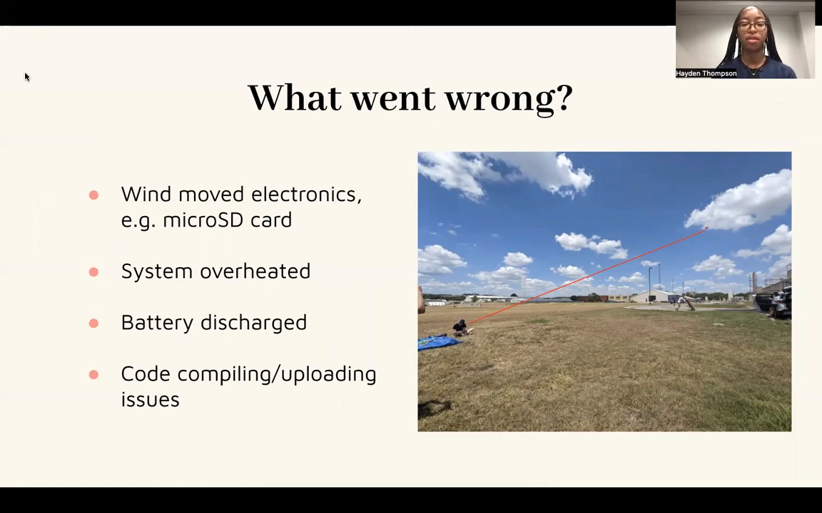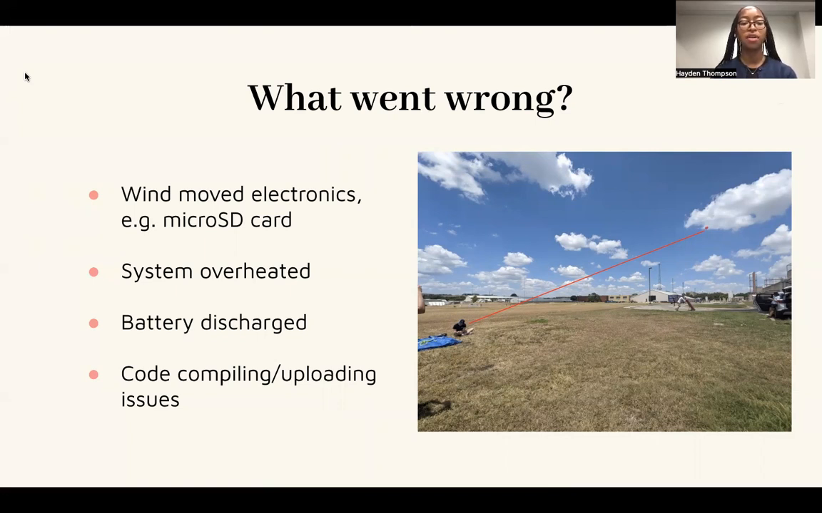First was wind. The estimated wind was around 6 miles per hour prior to the launch. However, during the launch, the wind speed was around 5 meters per second or 11 miles per hour, nearly double of what was previously estimated. We believe that this wind may have moved our electronics, including the micro SD card, which held our data.